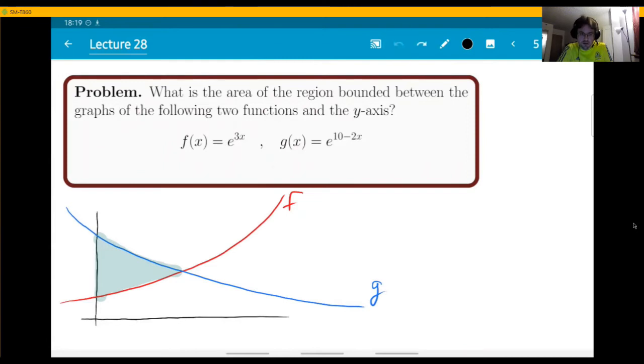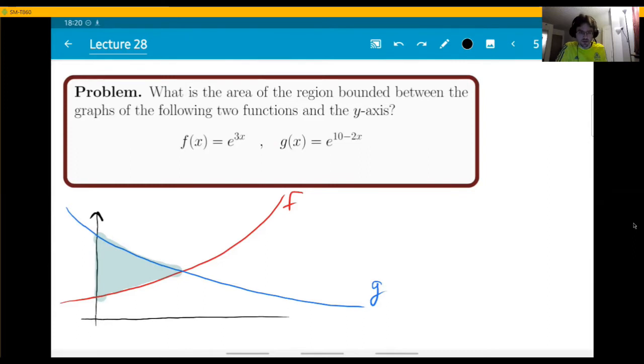It's the one in red down here. G is an exponential that has a negative exponent in the x, as well as a number 10 just to cause a translation of the graph. So it's the blue graph. The two graphs and the y-axis, this piece, together they bound this kind of triangular region. It's not really a triangle because it has curved sides, but we're trying to find what is the area.